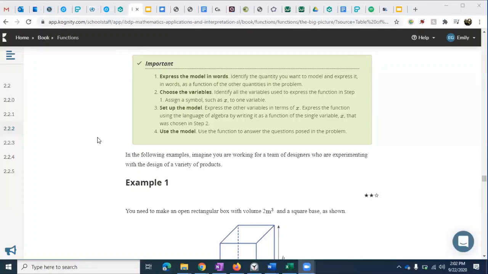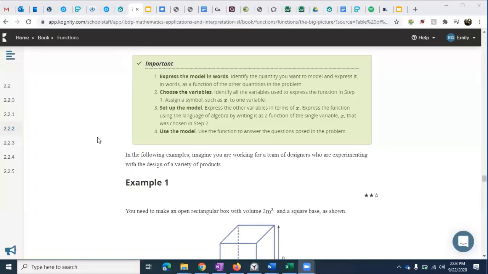Number 2, we're going to choose the variables. We'll identify the variables, we'll use them to express the function in step 1. So thinking about what names can we give, what mathematical names can we give, like X, Y, Z, or anything else that we've seen before.